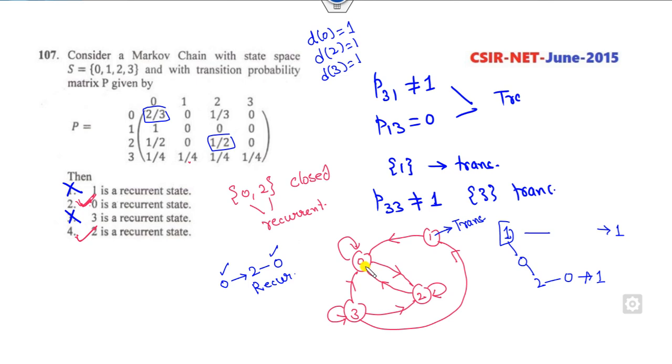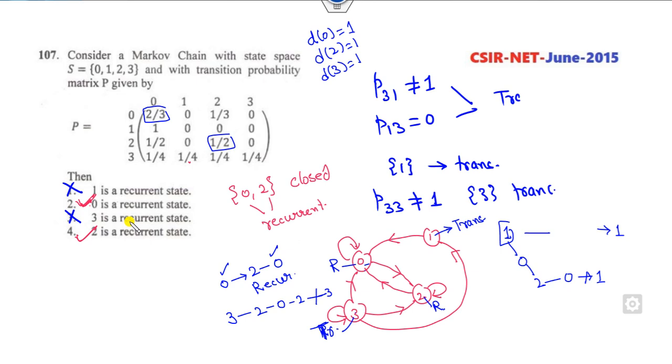You can see these are the closed. So if this is my recurrent, this is also my recurrent. Look at the 3. If I go from 3 to 2, is it possible to come back to the 3? Then 2 to 0, 0 only to 0, 0 to come back to the 2, but it is not possible to go back from 2 to the 3. So it means 3 is my transient. Fine. So this is transient, this is transient, and the other two are my recurrent.